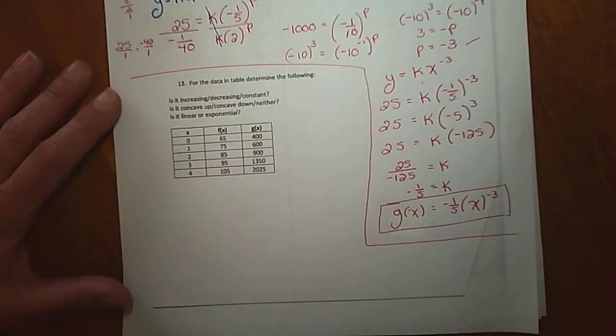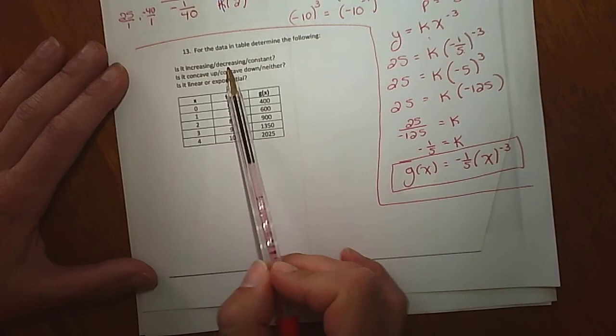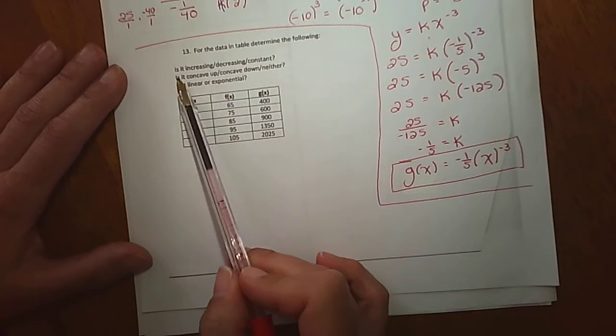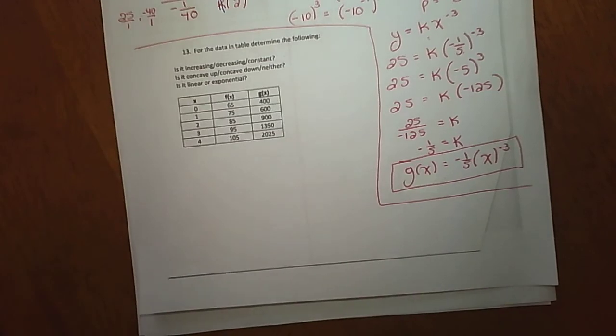Last question in the first packet. For the data in the table, determine the following. Is it increasing, decreasing, or constant? Is it concave up, concave down, or linear or exponential? Okay, now, increasing, decreasing, and concavity have to do with the average rate of change, right? So we're going to do the average rate of change for these guys.